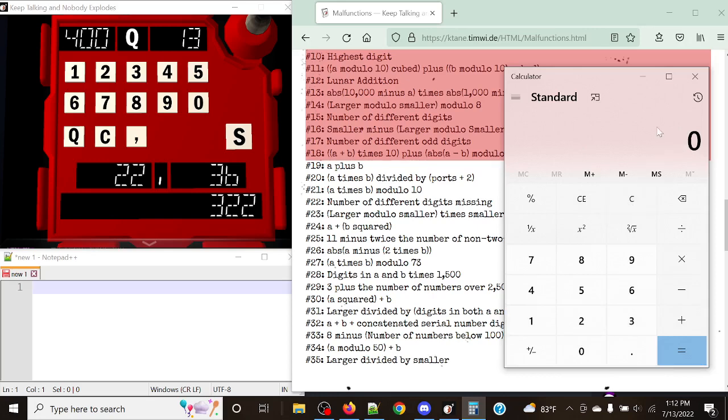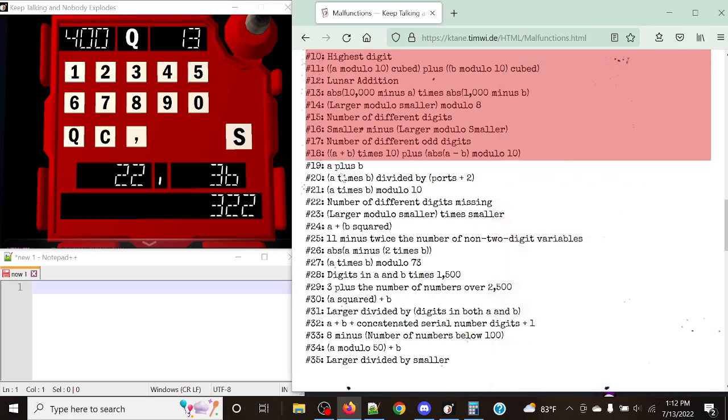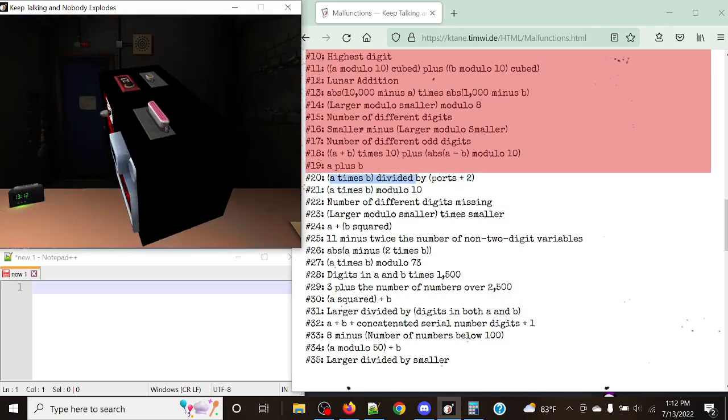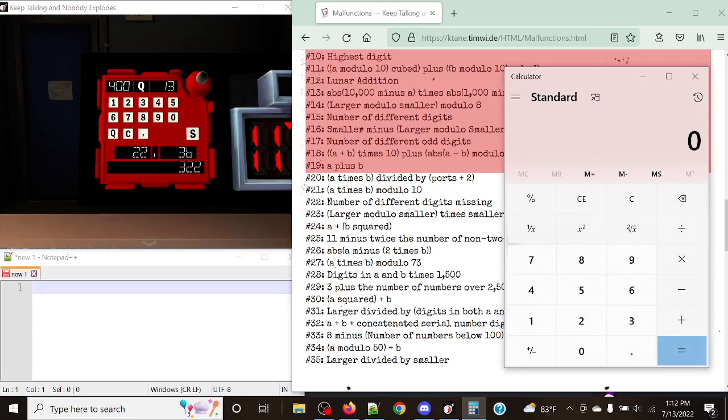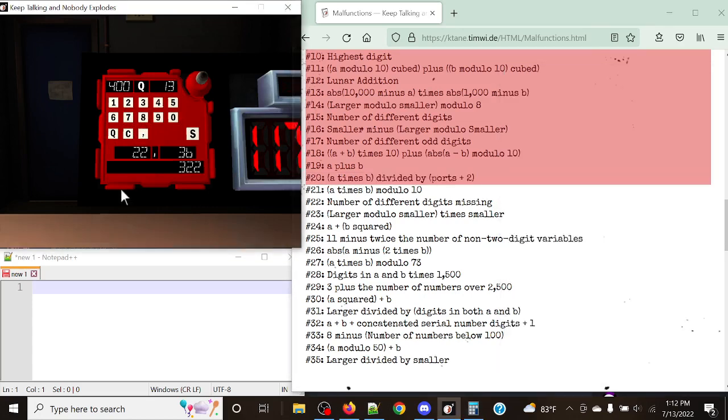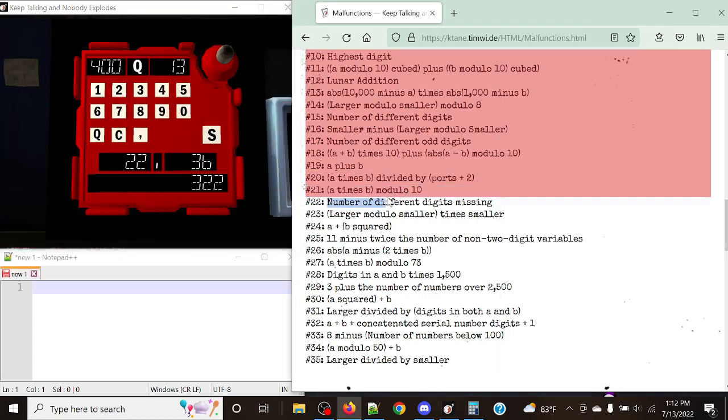No, that's not going to work. A plus B, nope. A times B divided by 4 plus 2. We have divided by 4. A times B divided by 4. 22 times 36 divided by 4. No, not going to work. A times B modulo 10, nope. Number of different digits missing, nope. Larger modulo smaller times smaller, ooh.